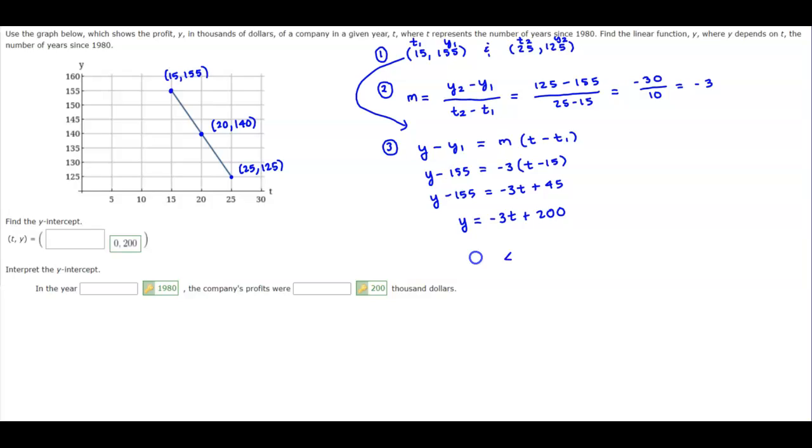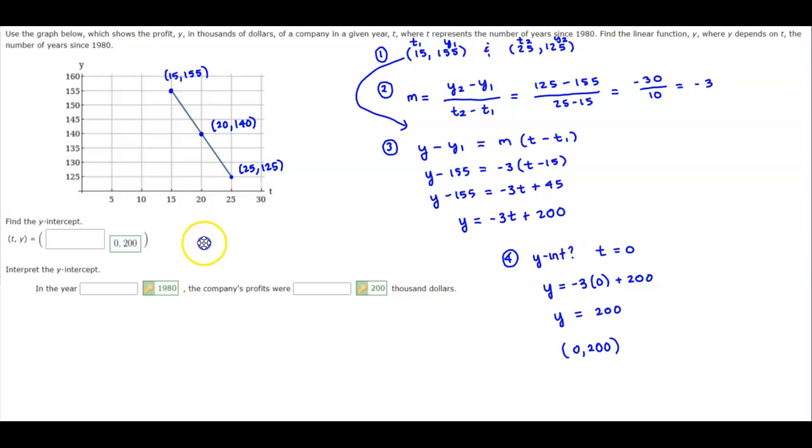But now we want to find the y-intercept. In order to find the y-intercept, we have to let t equal 0. So let's go ahead and plug that in. We have y equals negative 3 times 0 plus 200, so y is going to equal 200. Therefore, the y-intercept is (0, 200), and that's our answer. Don't include the parentheses because the parentheses are already included.